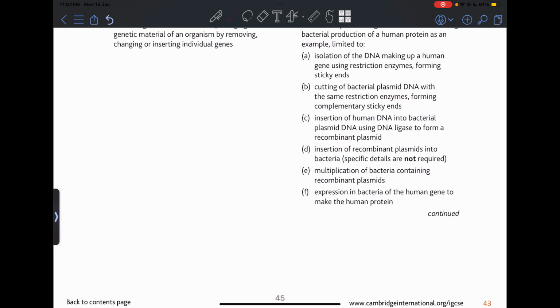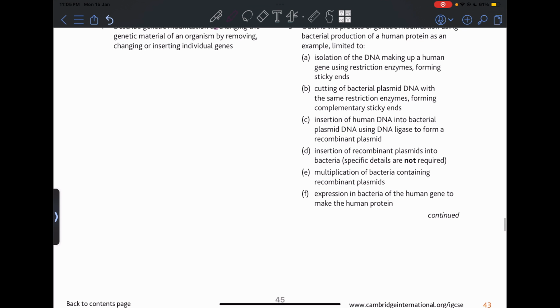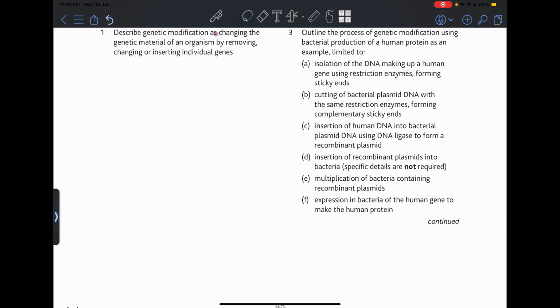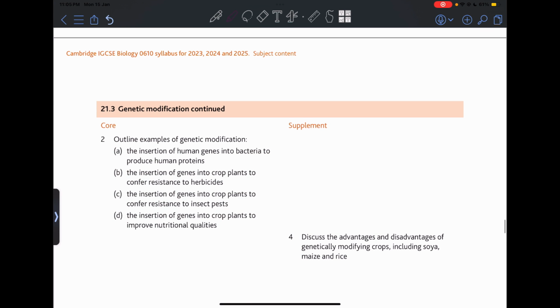Insertion of recombinant plasmids into bacteria and multiplication of bacteria containing recombinant plasmids, expression in bacteria of human gene to make the human protein. So this is a process you have to know about, and you also have to memorize all of this.